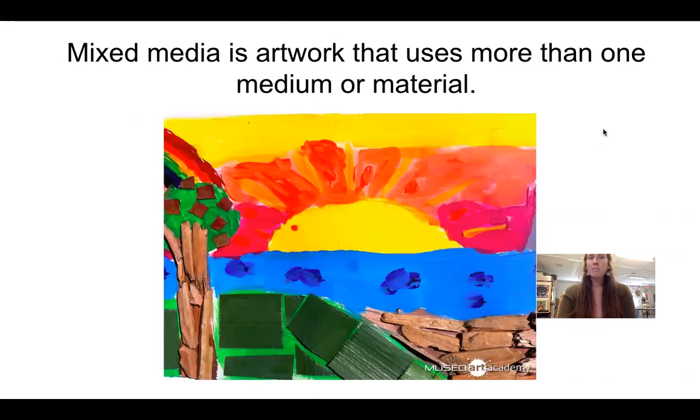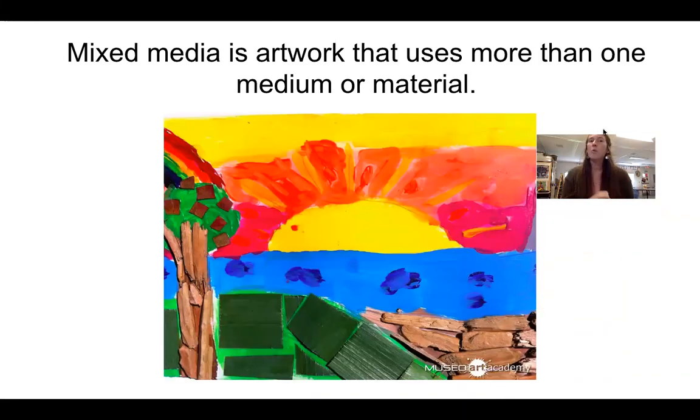So, mixed media is artwork that uses more than one medium or material. A medium would be using oil pastel and color pencil, right? Those are our mediums. That's the things we use to add color. So, paint, crayons, color pencils, markers, those are your mediums. Or materials, just certain things.